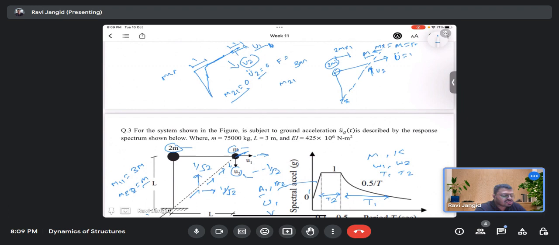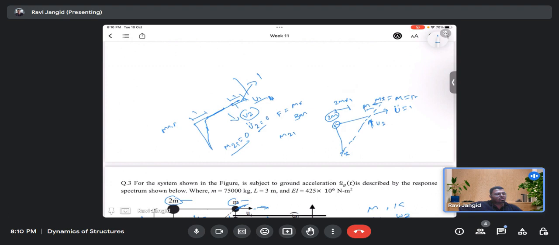So the force developed is zero, mass times zero. Assuming 1 and 2 is okay, but ideally you should have considered U3, and only then would this problem be complete. For simplification, it is only two here. If you consider 3, you have to divide your acceleration. If you apply a unit in this one direction, it would automatically be 1 by root 2, 1 by root 2, divided into components. Then you may have some coupling there.